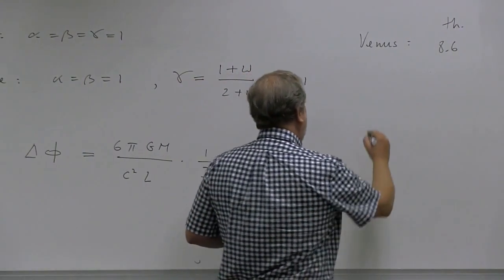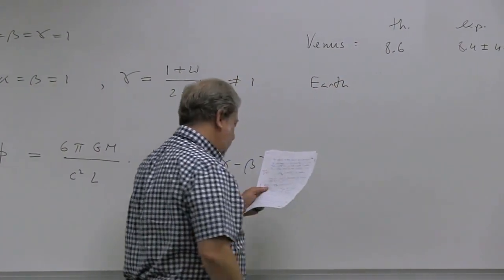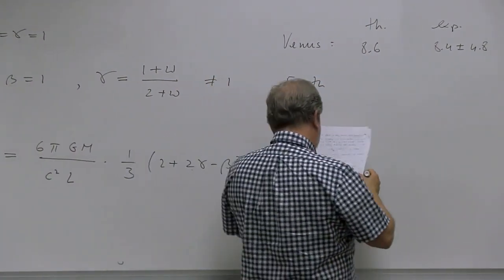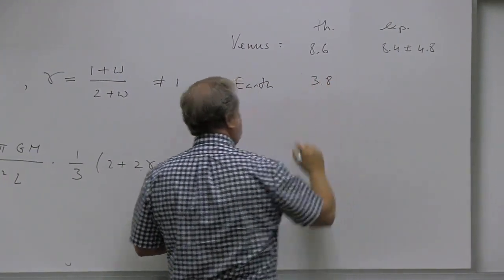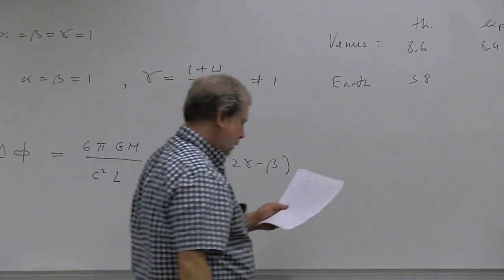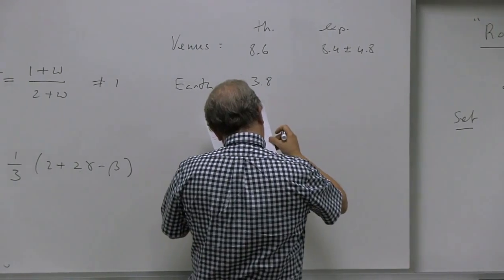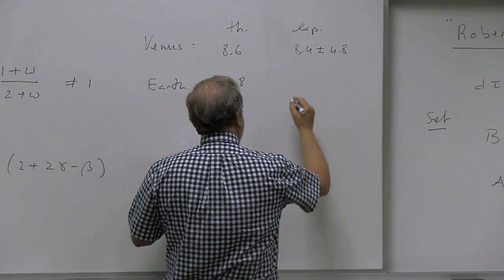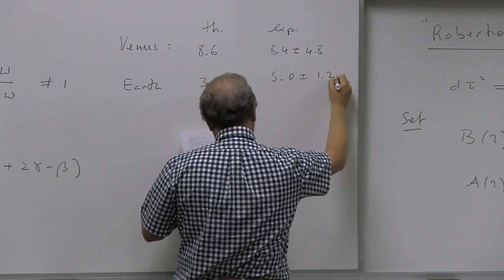And for the Earth, the correction is even smaller, because it gets further away. So it's 3.8. We can see that it's almost an order of magnitude smaller than Mercury. That's the reason why we like to look at Mercury. And the observational number is 5.0 plus or minus 1.2.